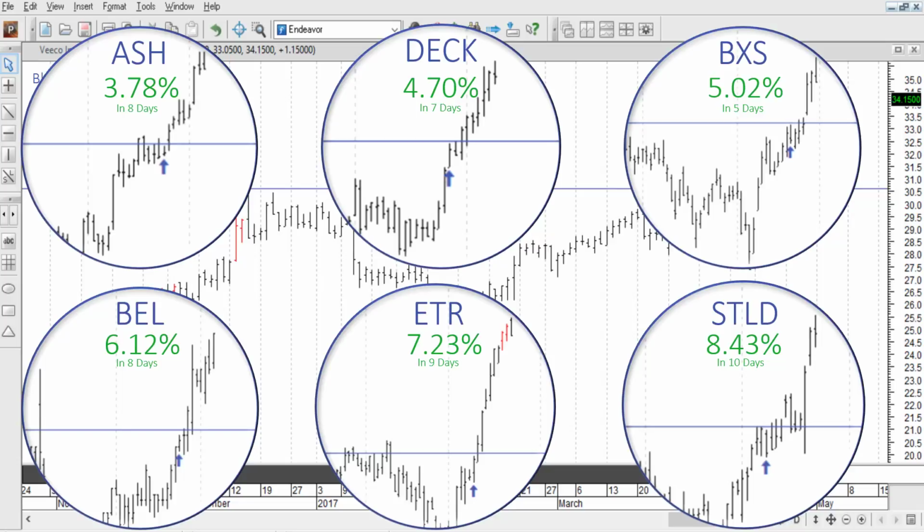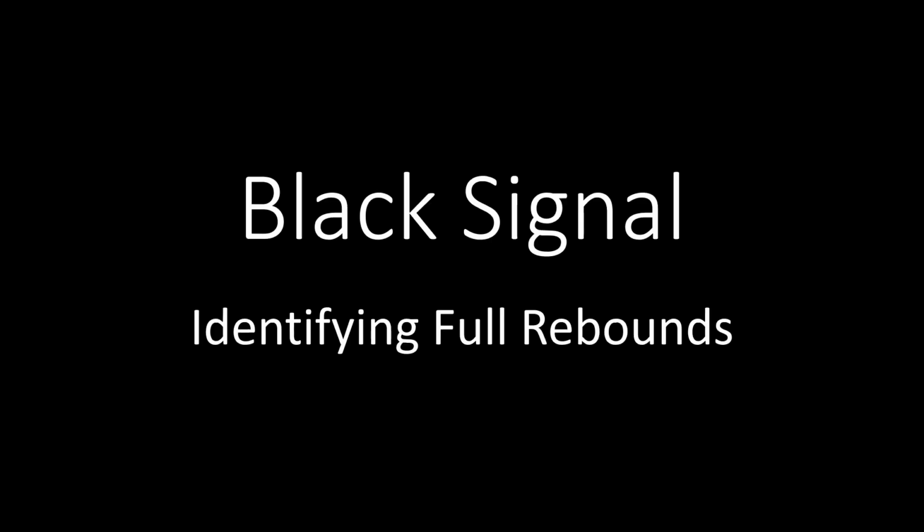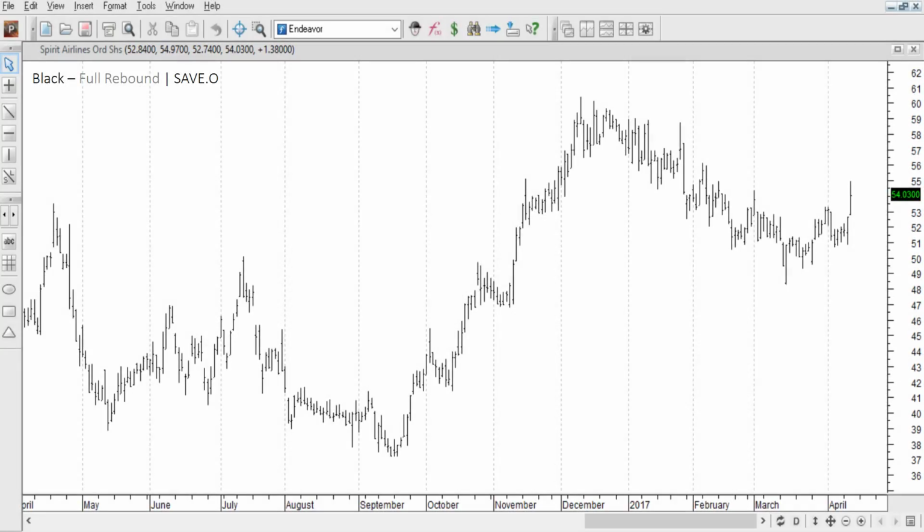Although, you know what? Maybe short-term trends aren't your style. That's no problem. Then there's the black signal, which is used for identifying full rebounds back to recent highs. If you like swing trading, watch closely. Bring up your chart. This is Spirit Airlines, ticker symbol SAVE.